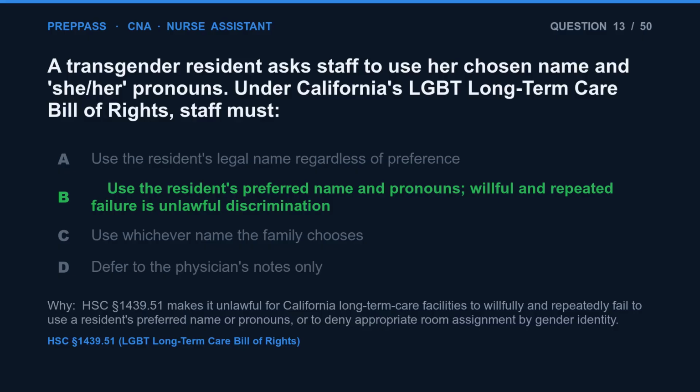The correct answer is B. HSC Section 1439.51 makes it unlawful for California long-term care facilities to willfully and repeatedly fail to use a resident's preferred name or pronouns, or to deny appropriate room assignment by gender identity.